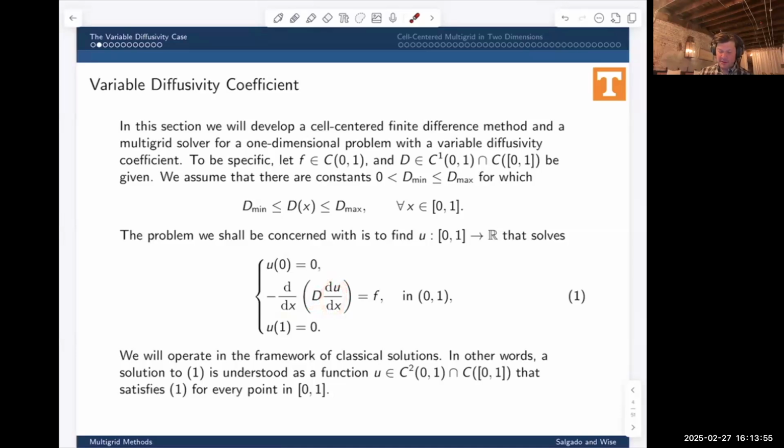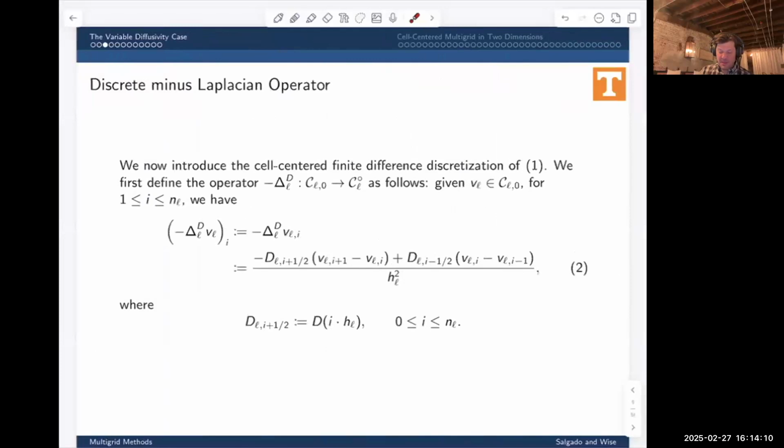So what I'm going to do is think about what would happen if this is just a plain old function. Well, I would just use a cell-centered finite difference or center difference method to approximate the derivative of this, right? So that would just be this minus that over HL, all right? So it would be the first finite difference.